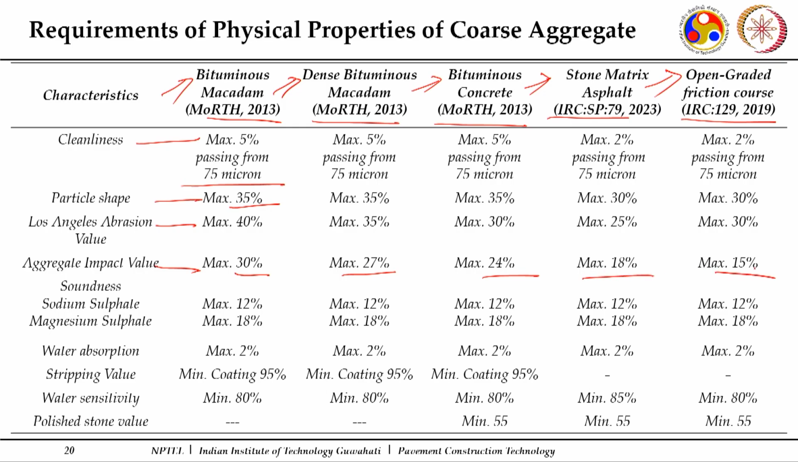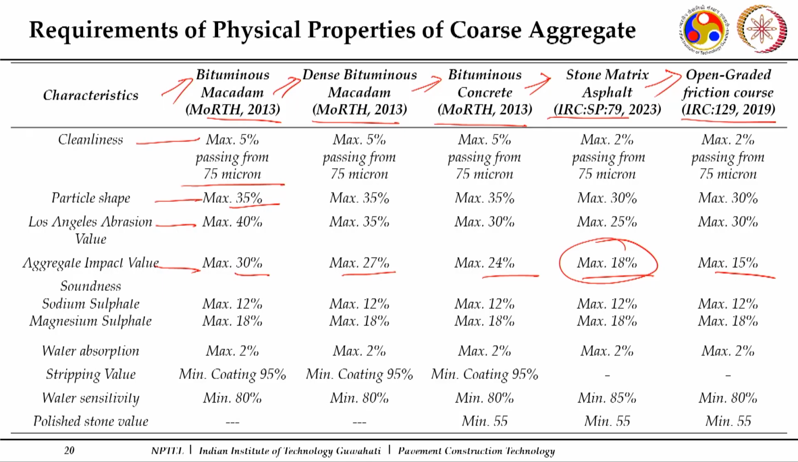It depends on that particular mix and its purpose. Stone matrix asphalt requires aggregates to have a high resistance towards impact, so they need to be good, tough aggregates. That's why the aggregate impact value has to be less than 18% for use in stone matrix asphalt. Then we have the soundness, water absorption, stripping value, and minimum coating of 95%.